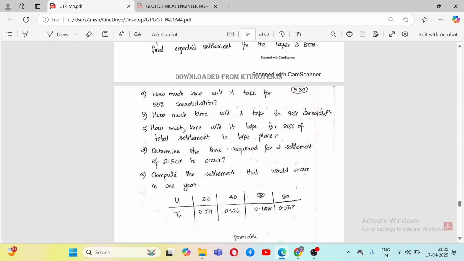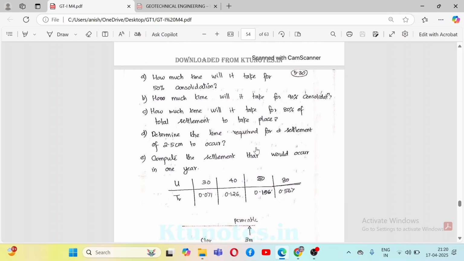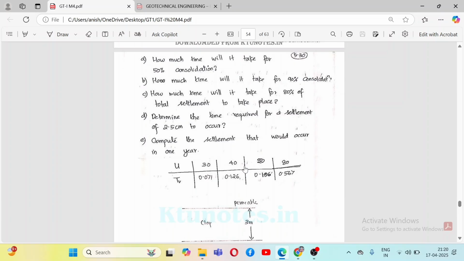We also have: how much time will it take for 90% consolidation, how much time will it take for 80% of total settlement to take place, determine the time required for a settlement of 2.5 centimeter to occur, and compute the settlement that would occur in 1 year. Okay, we have all the values here.